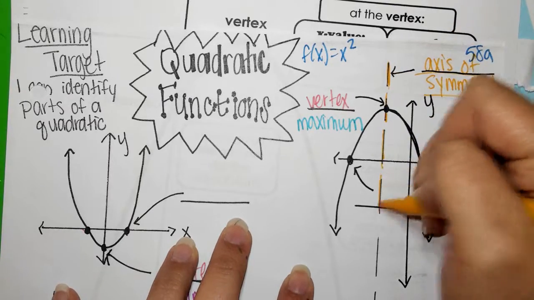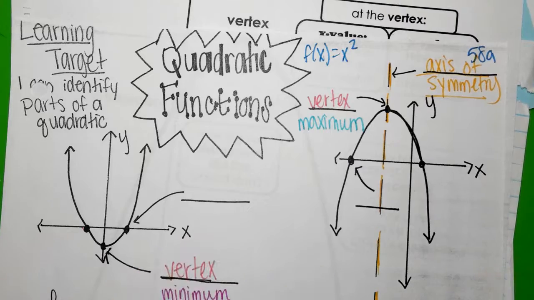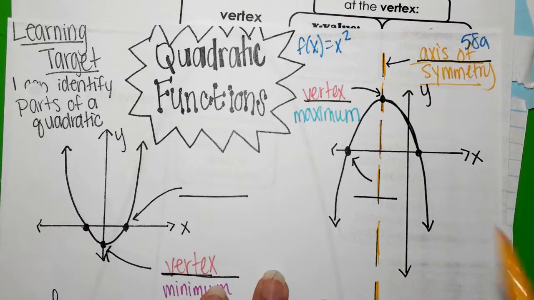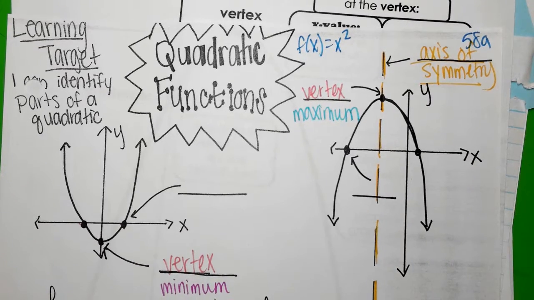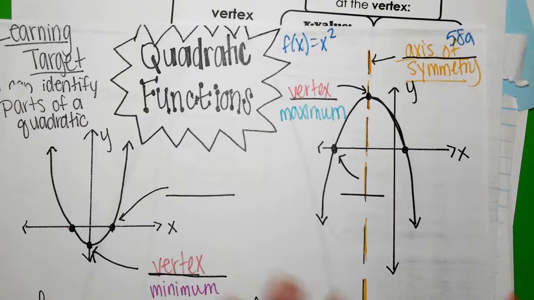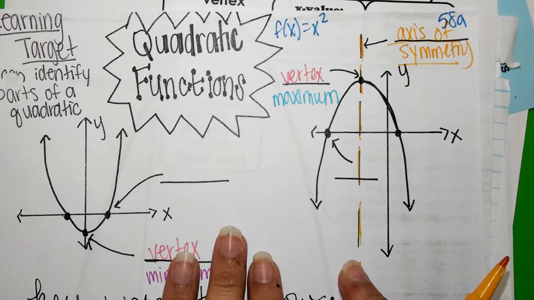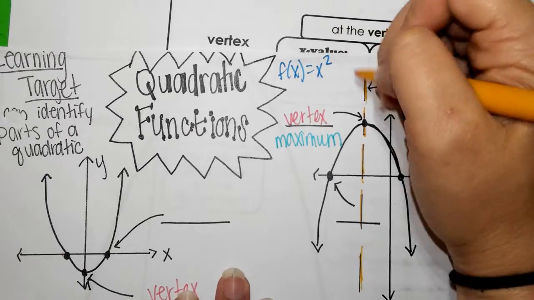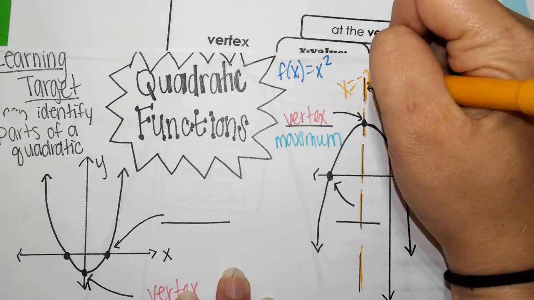Now, do you see how it crosses through the vertex? Do you see how it crosses through the x-axis? So we could call this... it passes through -2, and our equation would be x equals -2.